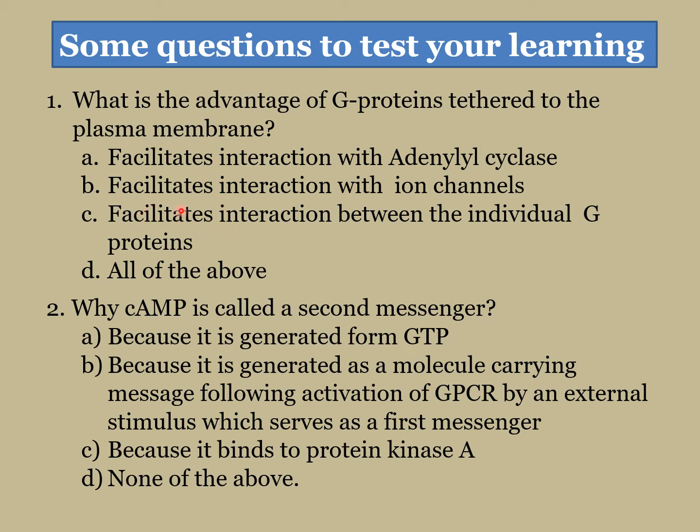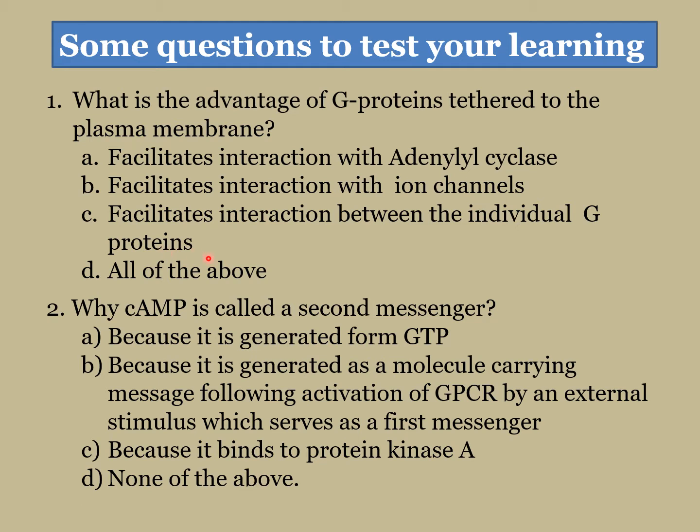The second option, that it facilitates interaction with ion channels. Now this I haven't yet discussed, but under this GPCR signal transduction mechanism, the activated G beta gamma can also bind to some membrane bound ion channels and activate the ion channels, which then facilitate movement of ions across the membrane, and that creates a membrane potential or electrical impulse. So this is also a valid option because both ion channels and G proteins being attached to the membrane facilitates their finding each other.